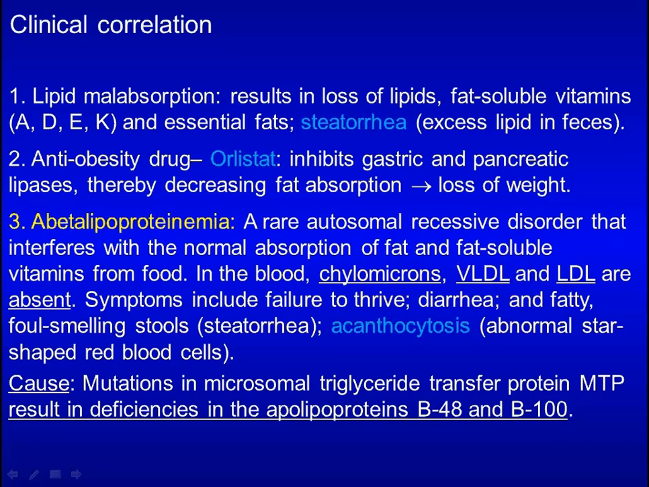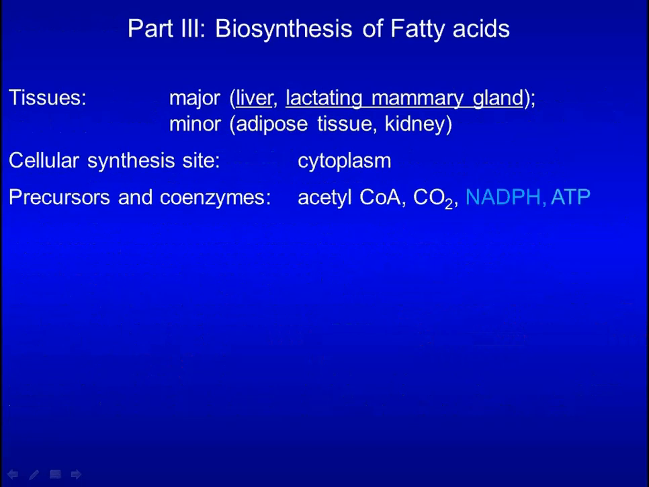Symptoms include failure to thrive, diarrhea, and fatty, foul-smelling stools with acanthocytosis. Now let's move to part 3.